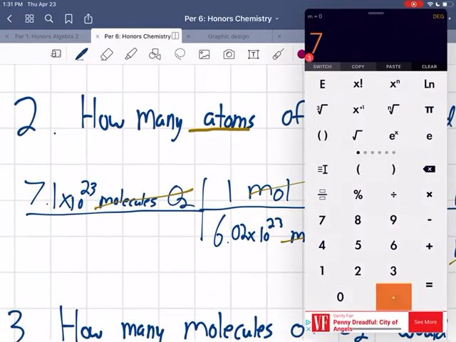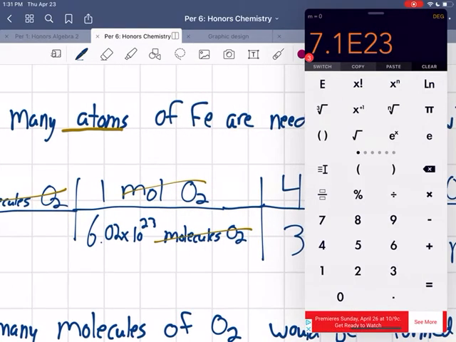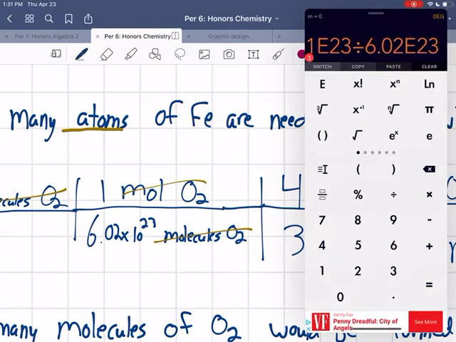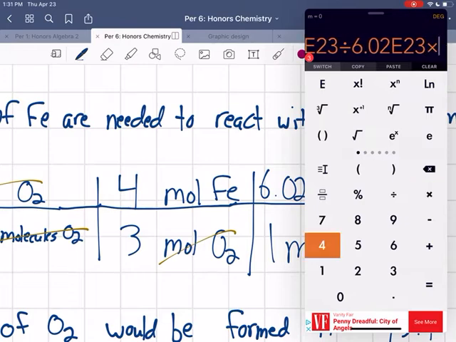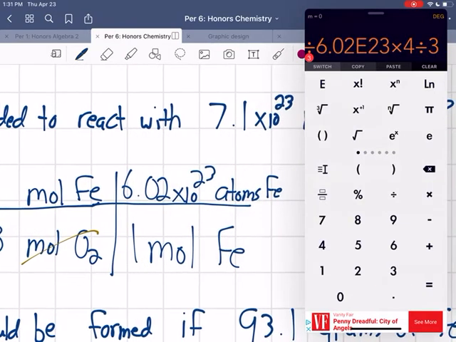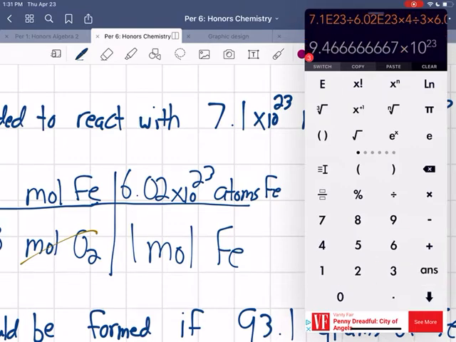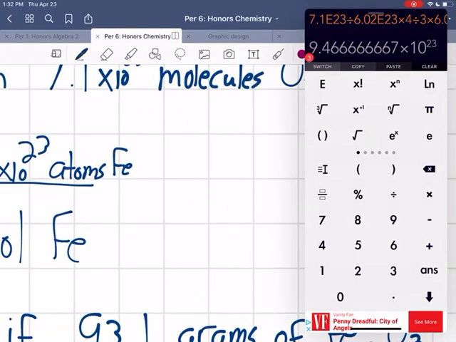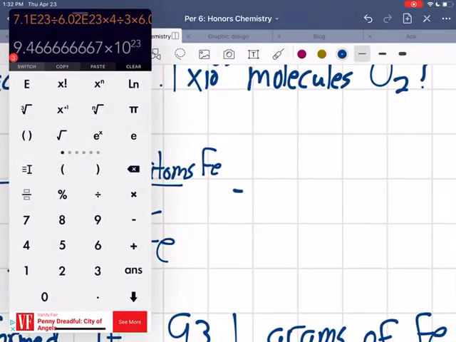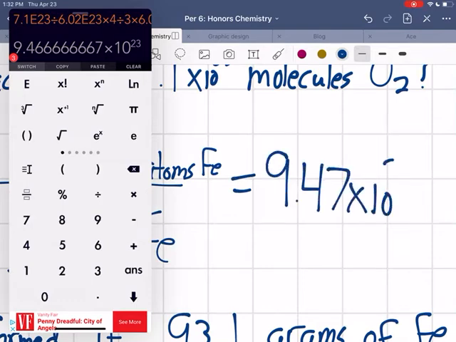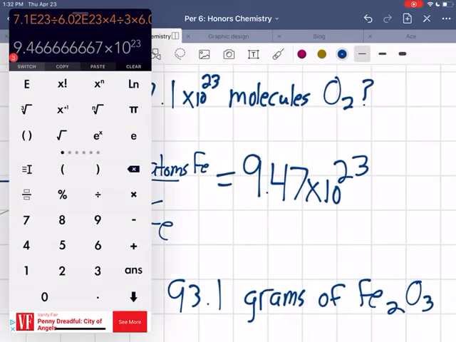Going down the line, we have 7.1 times 10 to the 23rd divided by 6.02 times 10 to the 23rd times 4 divided by 3 times 6.02 times 10 to the 23rd. And that is going to get us 9.47 times 10 to the 23rd atoms of iron.